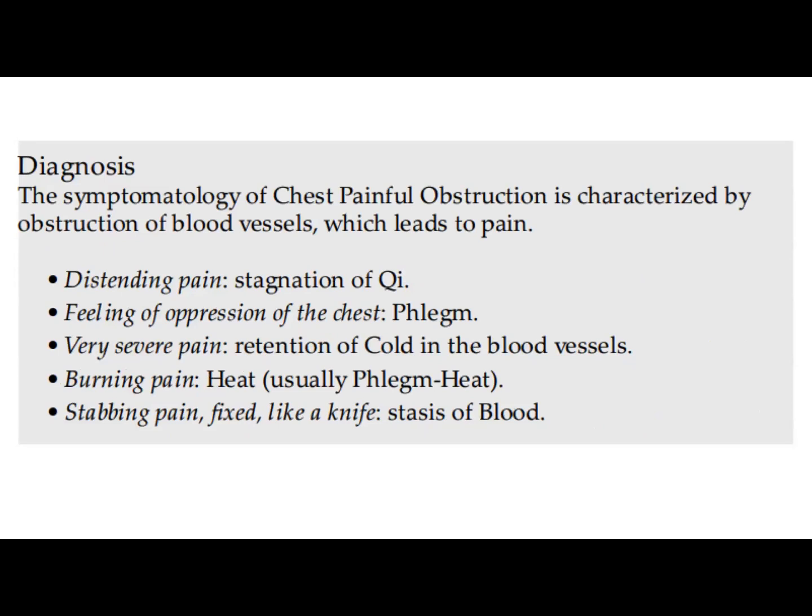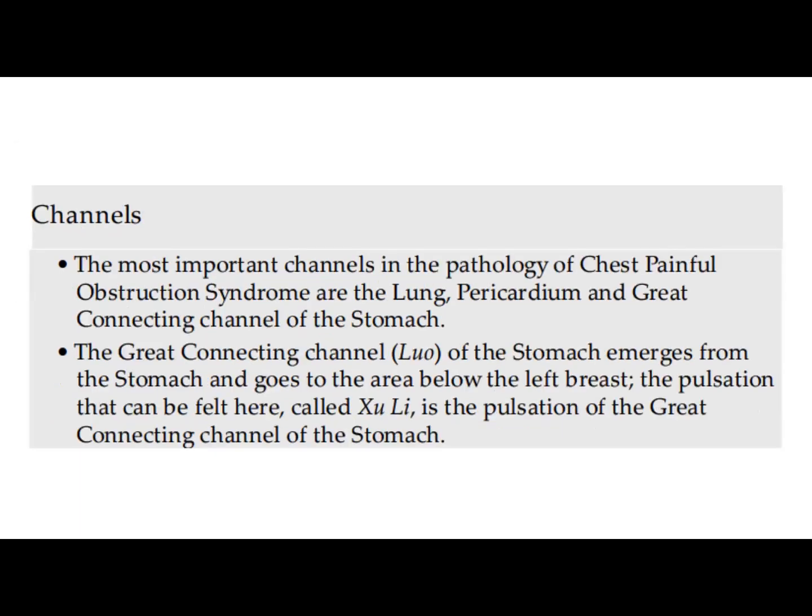The symptomatology of chest painful obstruction is characterized by obstruction of blood vessels, which leads to pain. And we have discussed this earlier. So again, the most important channels are lung, pericardium, and great connecting channel of the stomach. The great connecting channel of the stomach emerges from the stomach and goes to the area below the left breast. Pulsation that can be felt here, called Xuli, is the pulsation of the great connecting channel of the stomach.